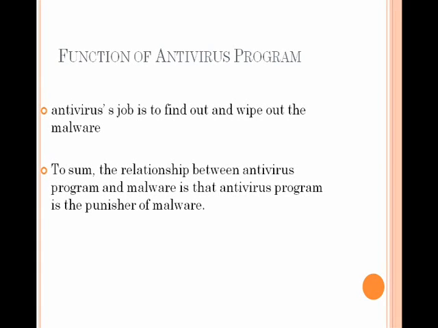The last point is the function of antivirus. Actually, the main and the most serious danger of a computer is the freedom of threatening malware. However, antivirus' job is to find out and wipe out the malware. To some, the relationship between antivirus program and the malware is that antivirus program is the punisher of malware. In a summary, malware leads to the creating of antivirus program, and the antivirus program is built to eliminate it.